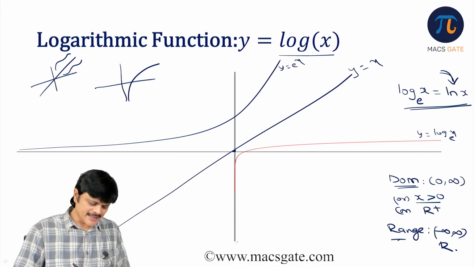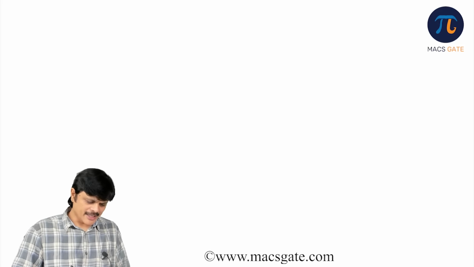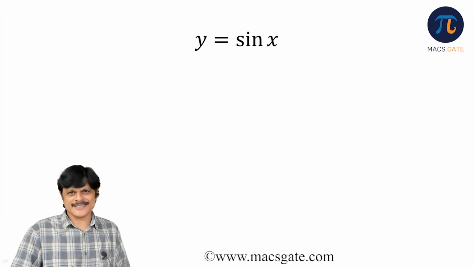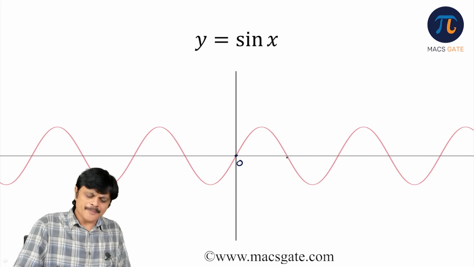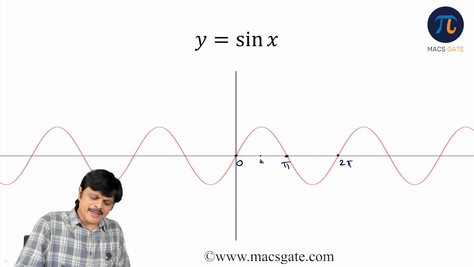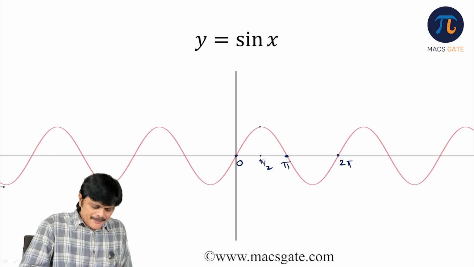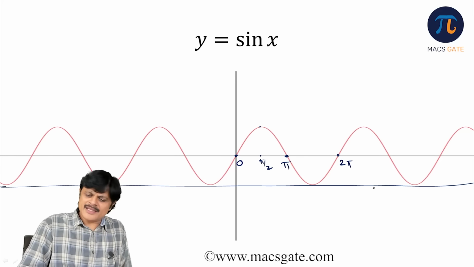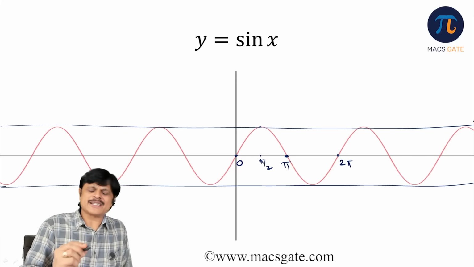Is the idea clear? Now we try to see the famous trigonometric functions. The first one is sin x. The graph of sin x. Okay, so this is 0, this is pi, and this is 2 pi, and at x equal to pi by 2, the graph is 1. See, actually you have to draw this particular straight line, sir. This is actually y is equal to minus 1, and this is actually y is equal to plus 1.